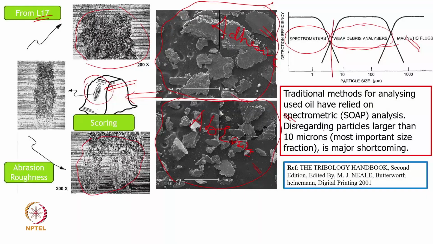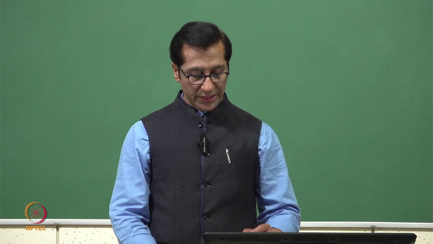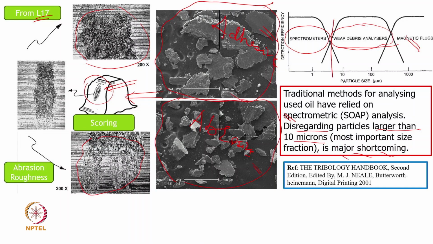It can trigger the motor button, and the machine should be stopped. So here what we are saying is that disregarding particles larger than 10 micron is very important, particularly from a tribological point of view. It's a major shortcoming of the spectrometric analysis which was done earlier, what they used to call SOAP analysis.